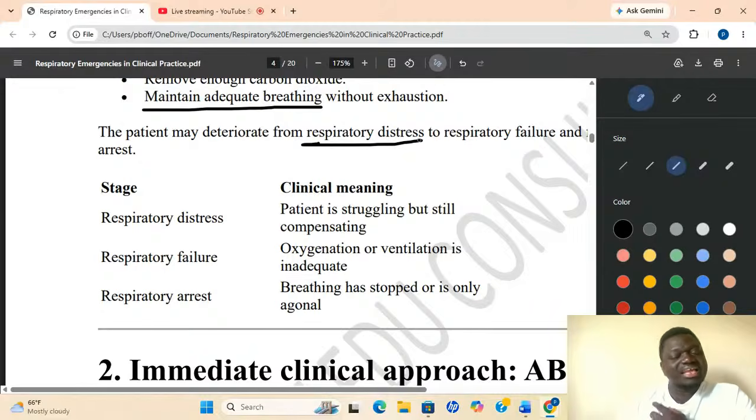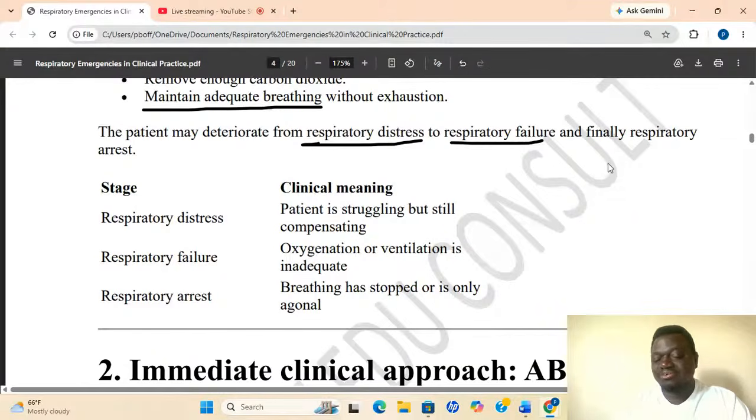Yes. Then as time goes on, you become exhausted. And when you become exhausted, the respiratory system begins to fail. And if you don't do anything about it, it will stop, like the way the heart stops. In that case, we call it respiratory arrest. It's not cardiac arrest, it's respiratory arrest.